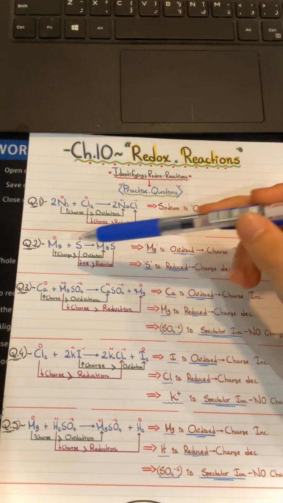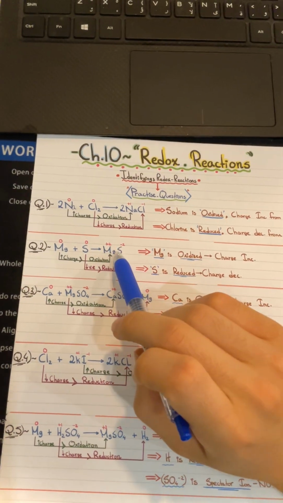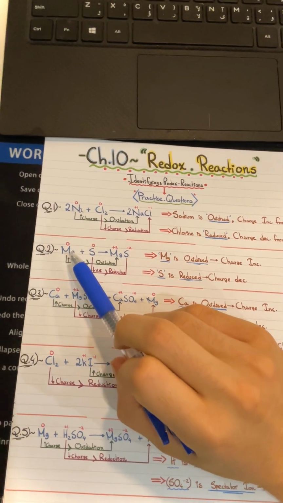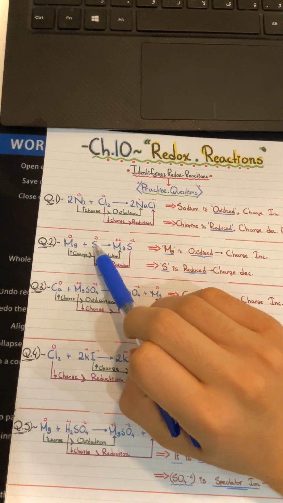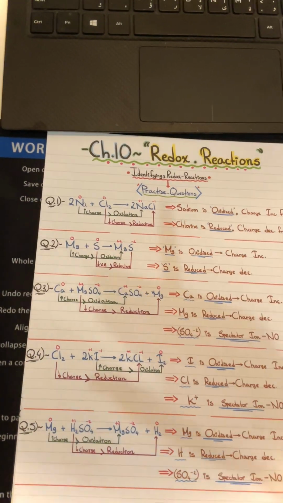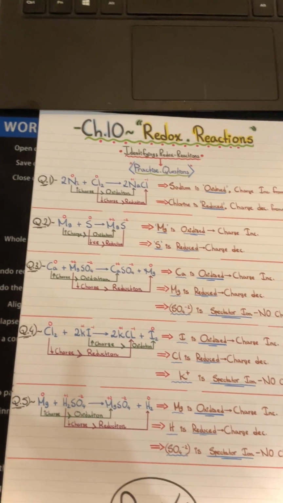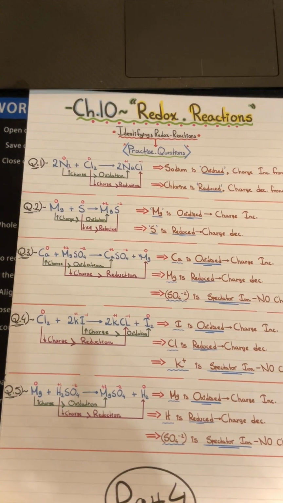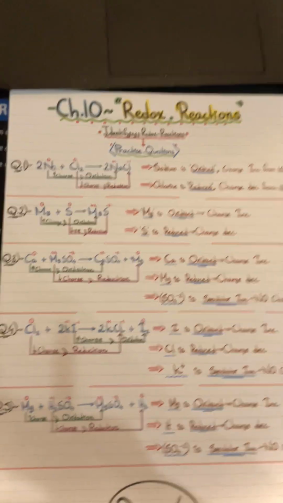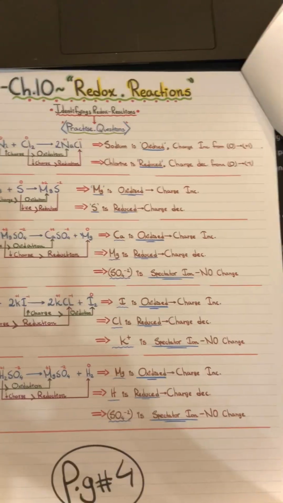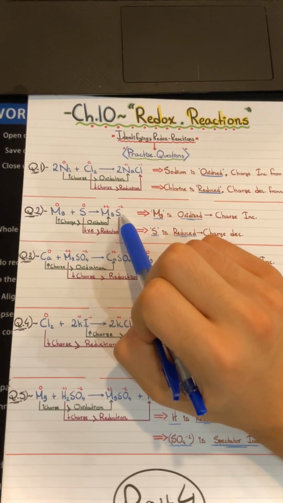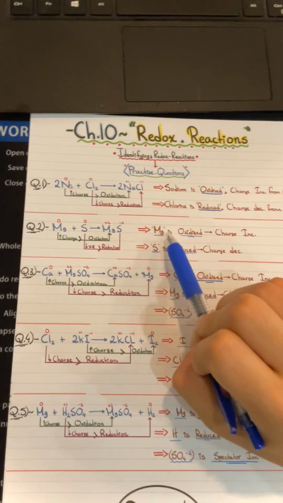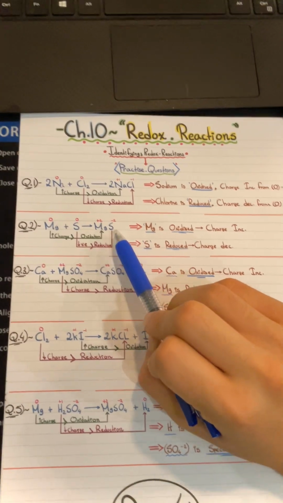Another example, magnesium plus sulfur gives you magnesium sulfide. Okay. So magnesium is unbonded, sulfur is unbonded, 0 charge. If you refer back to the shorthand rule, bonded magnesium has a charge of +2 and bonded sulfur has a charge of -2. Sorry, the camera is a bit off, let me just fix the camera again. Yep. So magnesium is +2, sulfur is -2. The charge of magnesium is increased, so magnesium is oxidized. The charge of sulfur is decreased, so sulfur is reduced.